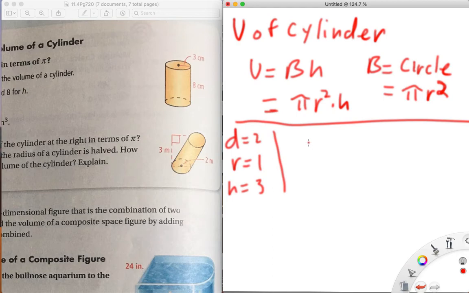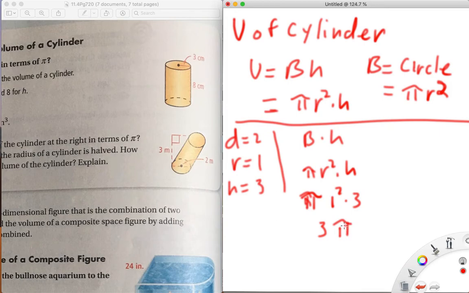So we'll use the equation volume equals area of the base times the height. We're going to substitute that with pi r squared times the height. We're going to substitute 1 for the radius, and we're going to substitute 3 for the height. 1 squared is 1, 1 times 3 is 3.